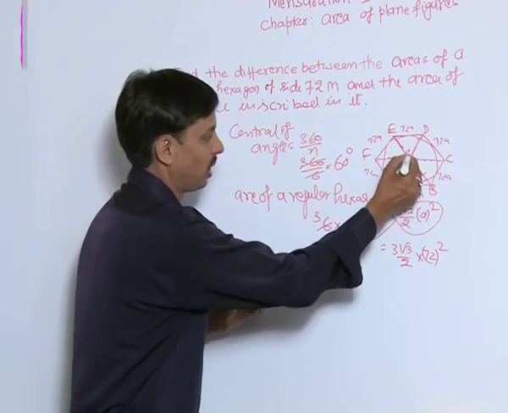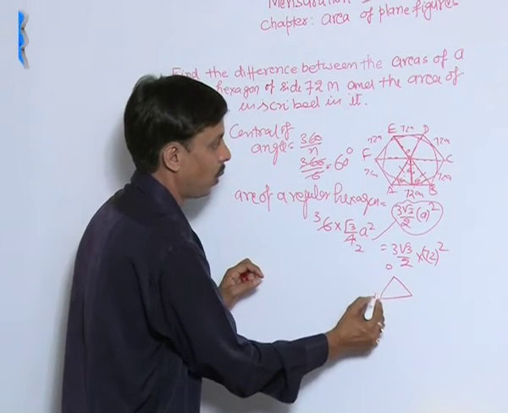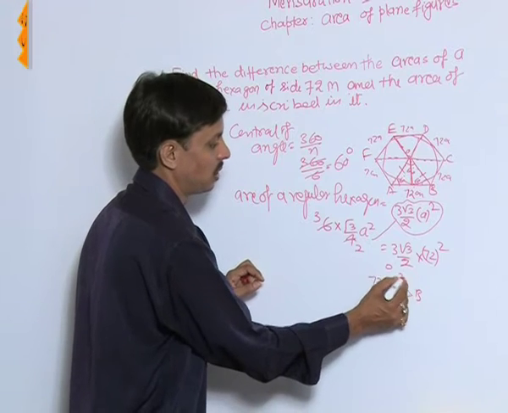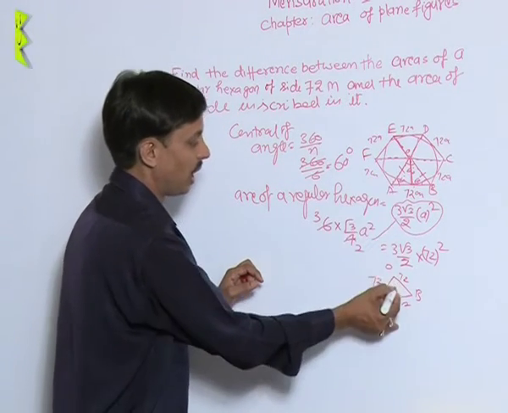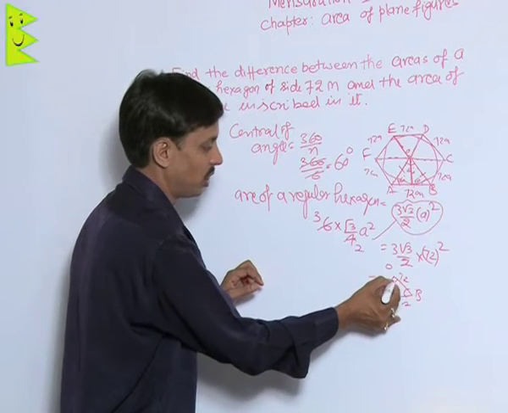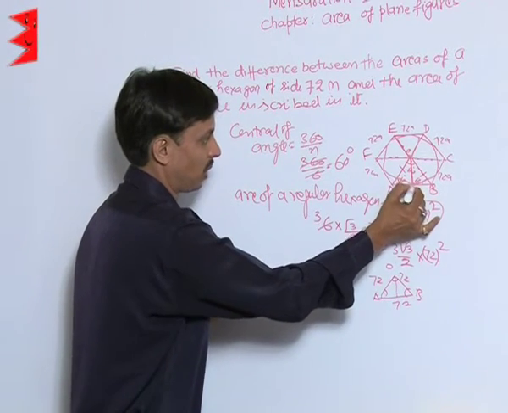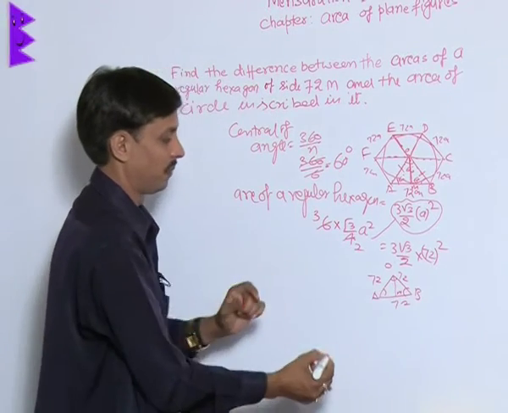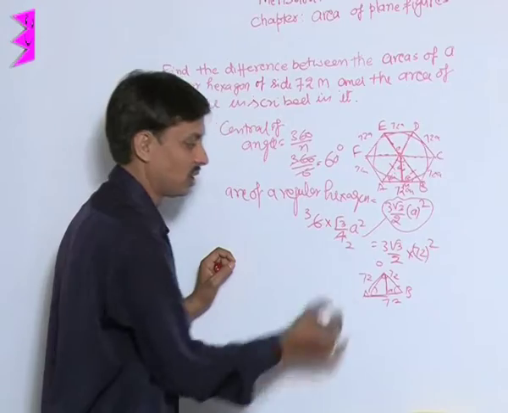If I pick this triangle OAB separately from this hexagon, this side is 72, this is 72, this is 72, and each angle is 60. So I have drawn one perpendicular, suppose OM. OM I want to calculate. So this is 36, this is 72. I can calculate this side.